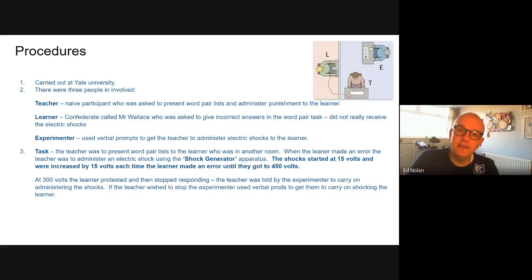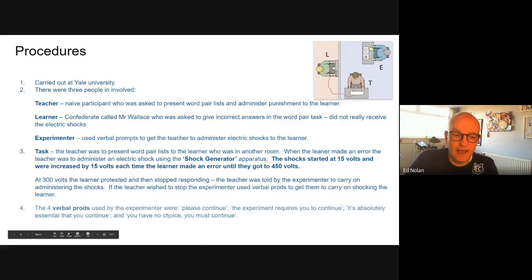Now, in the videos, you'll hear him banging and saying, "Get out of here." And he did tell the researcher that he had a heart problem prior to this. The participants, who were the teachers, were told that the electric shocks would not cause any harm. So Mr. Wallace, in the original study, just stopped replying. In subsequent studies, that's when he started banging on the walls and saying, "Get me out of here," and all kinds of things like that.